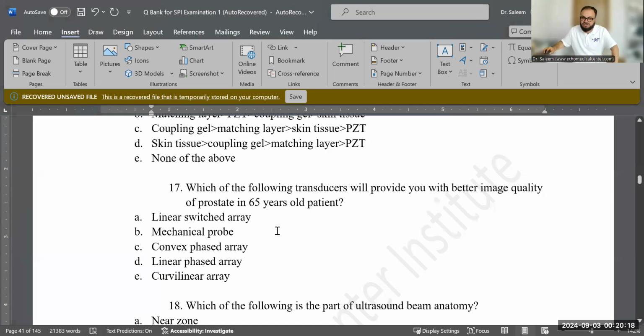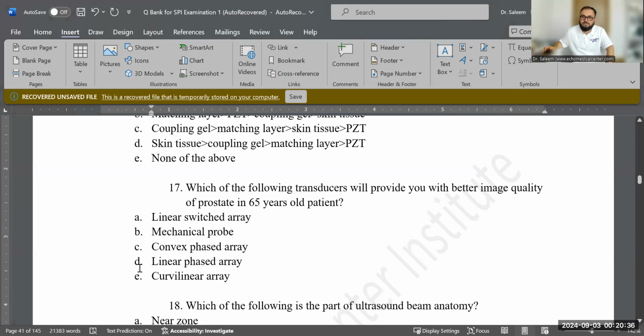Is it a linear switch array transducer? Is it mechanical probe? Is it convex phase array transducer? Is it a linear phased array transducer? Is it curvilinear array probe or convex probe? What do you think? Which one will give you the best image quality among them?